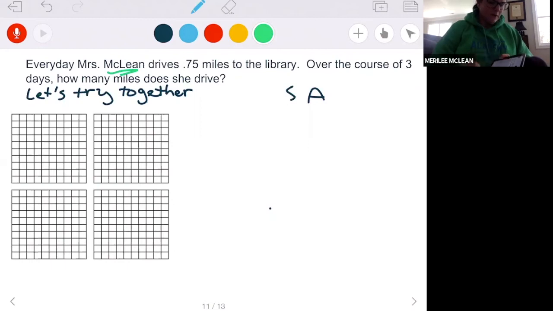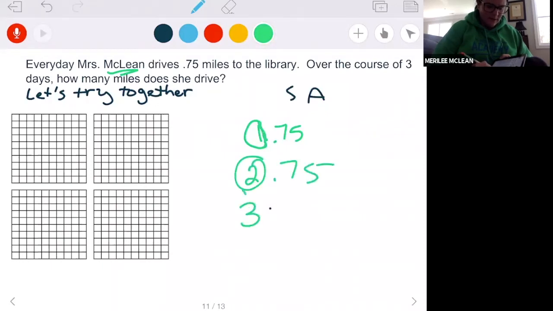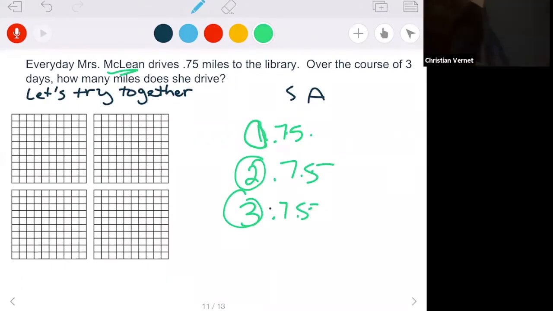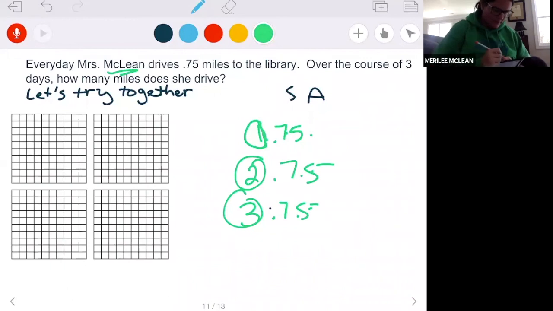All right, so day one, she did 7,500 hundredths. I'm gonna circle that instead of, that looks like a decimal point. Day 2, 7,500 hundredths. Day 3, 7,500 hundredths. And so what am I doing? If I'm doing it like that, it's repeated what? Addition. Okay, so we're just gonna show that on our decimal grids.